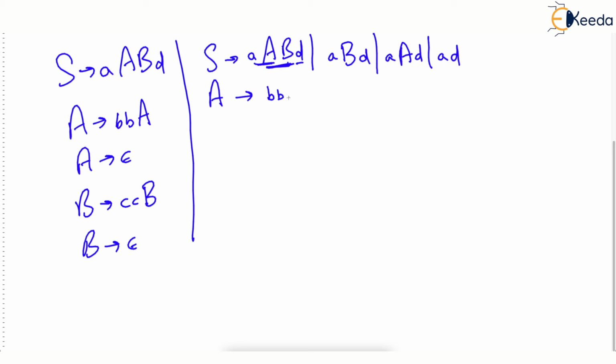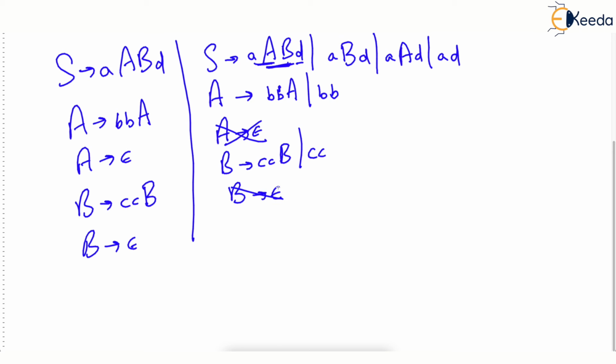Now, the other production is A derives BBA, but notice A is nullable, so we write it simply as BB. So we have written A once and we have not written A. Then A derives epsilon was removed. Then B derives CCB. B is nullable, so we can write it once and we just remove it once. And then B derives epsilon was removed. Now, why is this known as simplified grammar? This is simplified CFG.